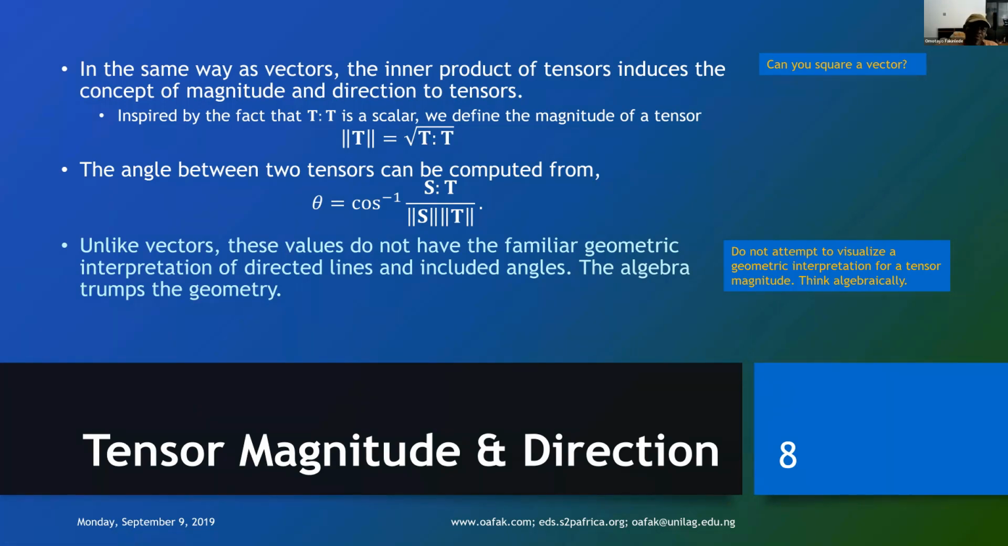Similarly, we can say that the angle between two tensors can be computed from theta is equal to the angle whose cosine is S dot T over the magnitude of S times the magnitude of T, which are defined here.